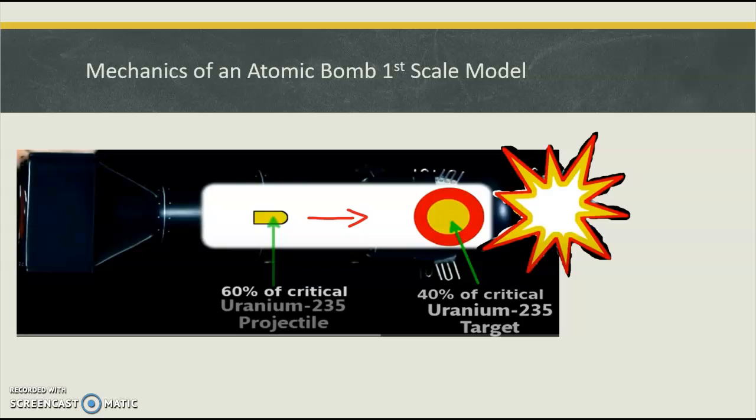In the model, the bomb has two separate compartments, one filled with 40% uranium-235, which is the target, and the other, the back end, with 60% uranium-235. An explosion at the back end drives the projectile forward to the tip, initiating a nuclear explosion.